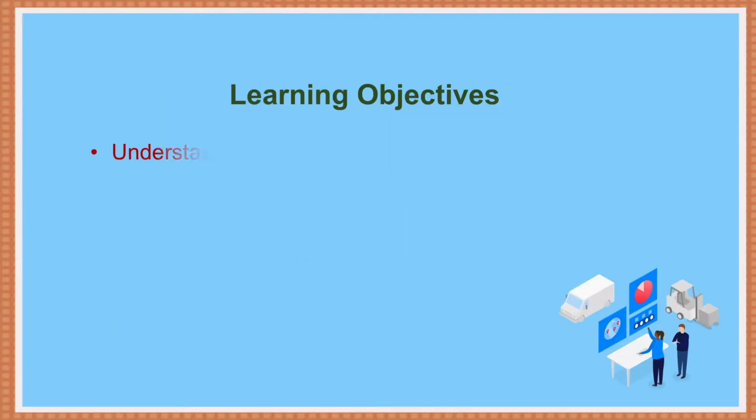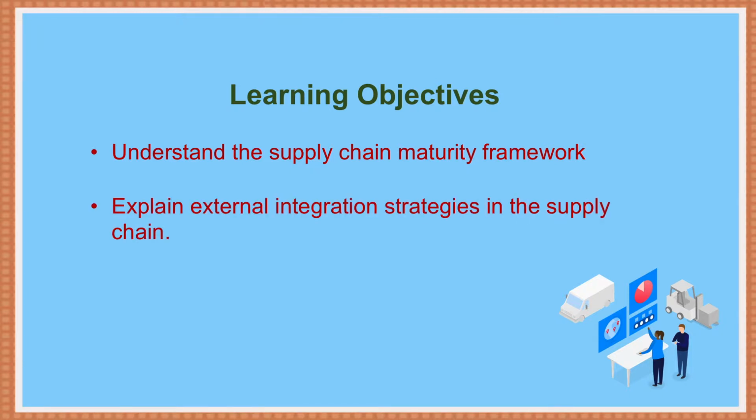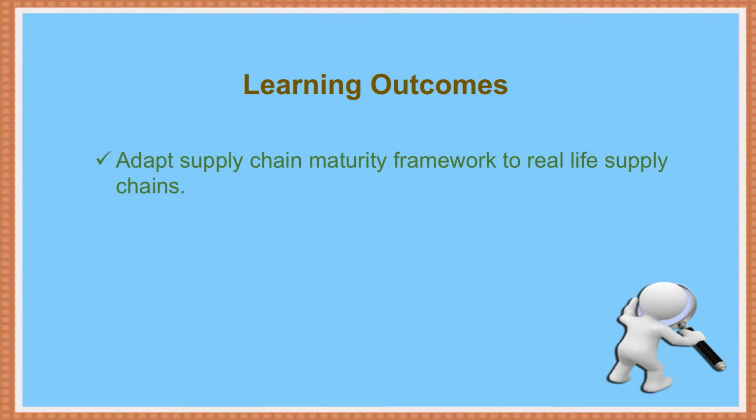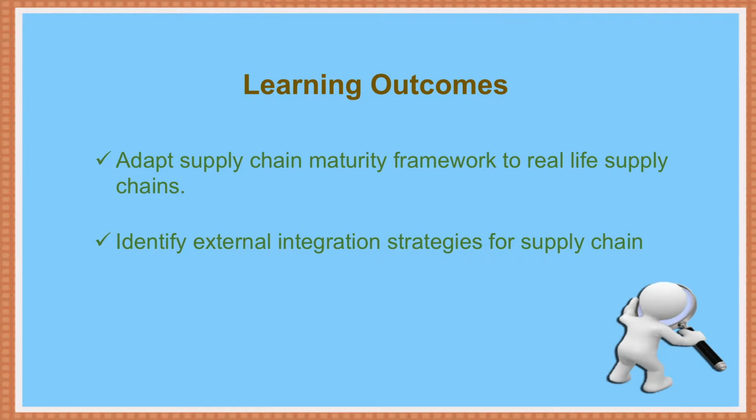Learning objectives. Understand the supply chain maturity framework. Explain external integration strategies in the supply chain. Learning outcomes. At the end of this session, the student should be able to: 1. Adapt the supply chain maturity framework to real-life supply chains. 2. Identify external integration strategies for supply chain.